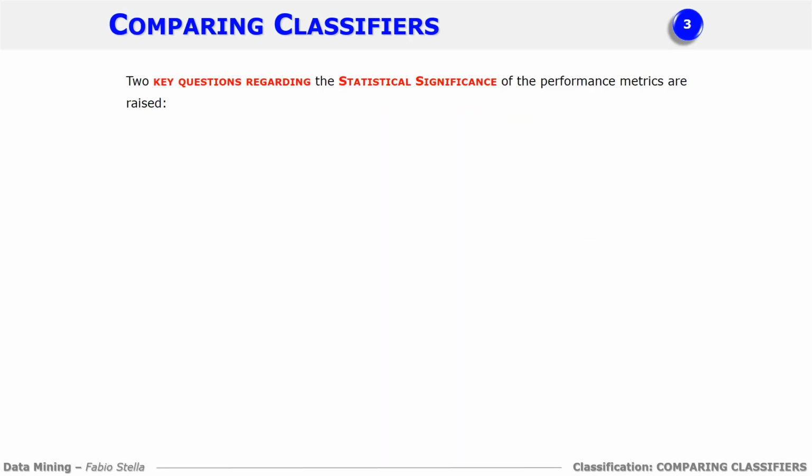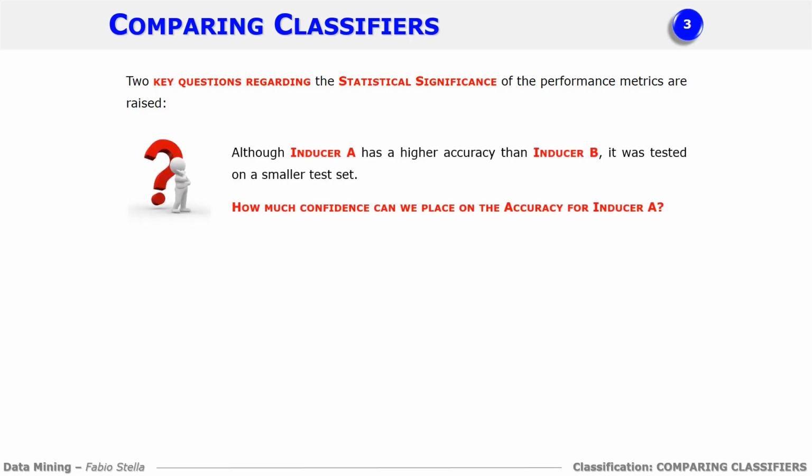In such a setting, two key questions regarding the statistical significance of the performance metrics are raised. The first one concerns the fact that although inducer A achieved a higher accuracy value than inducer B, it was tested on a smaller test set. Therefore, the question to be answered in this situation is the following. How much confidence can we place on the accuracy for inducer A?